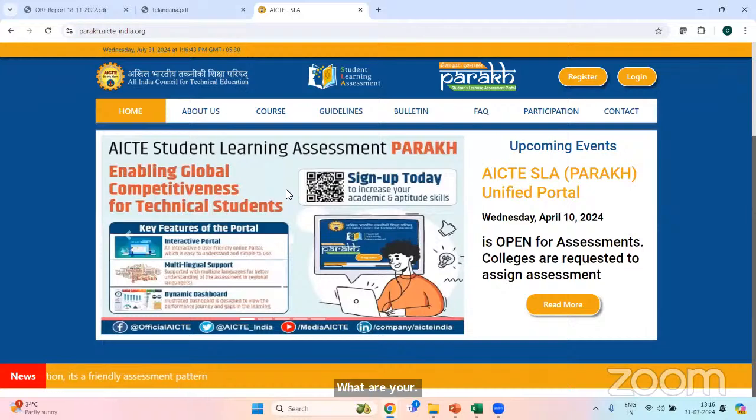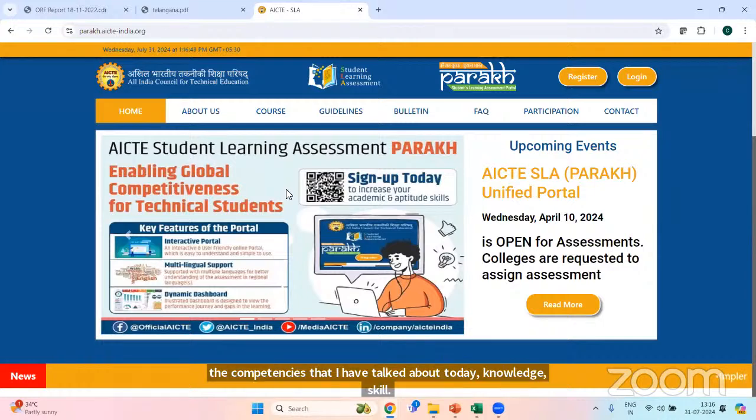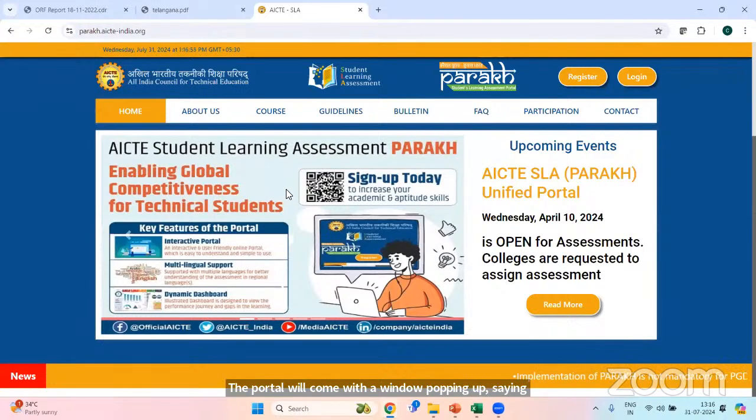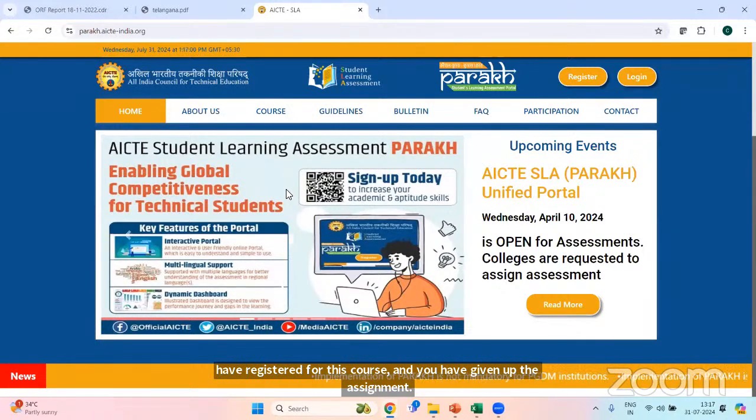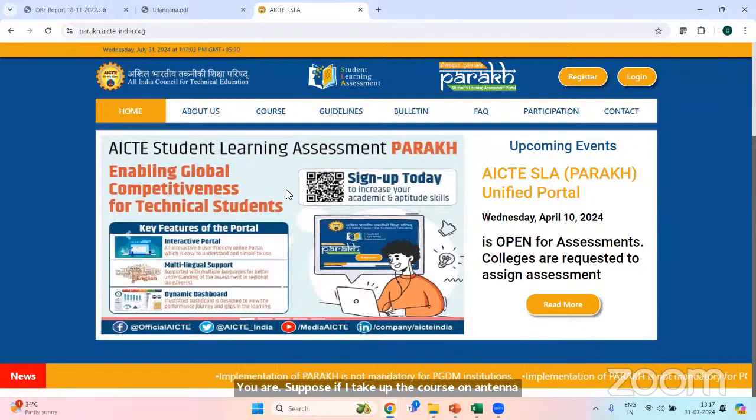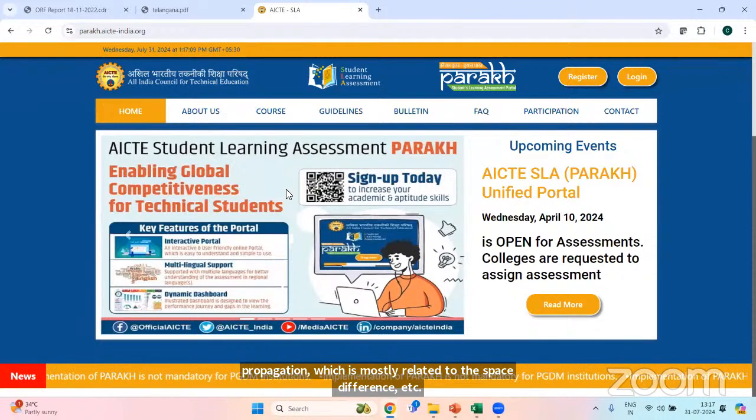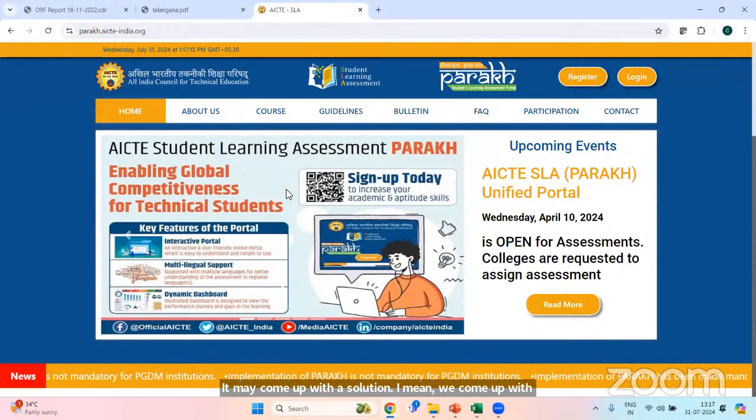Whatever the competencies that I have talked about today, knowledge, skill, attitude, behavior, the portal will come with a window popping up saying that, hello, so and so, you have registered for this course and you have given up the assignment. Based upon this assignment, suppose if I take up the course on antenna propagation, which is mostly related to the space research, defense, etc., it may come up with a solution. I mean, we come up with a small comment saying that from the knowledge level, out of those 100 questions, 10 questions are on the knowledge level. So you have performed 8 out of 10. So you have a very good understanding or very good skill in the particular course.